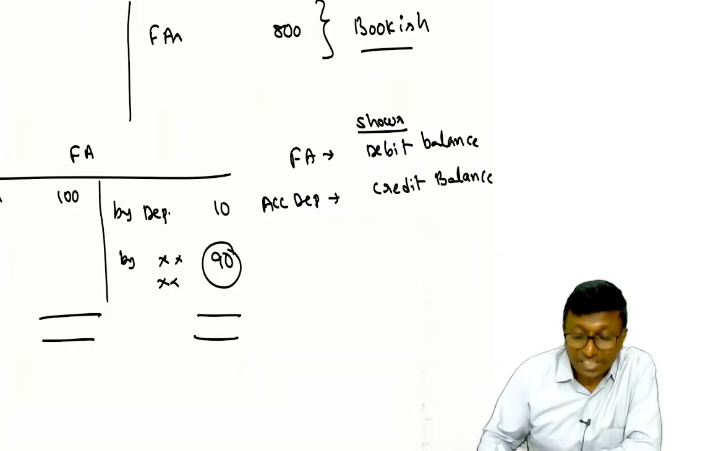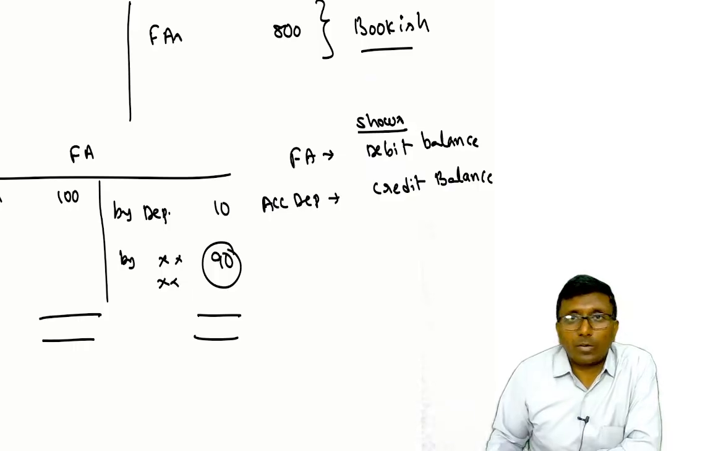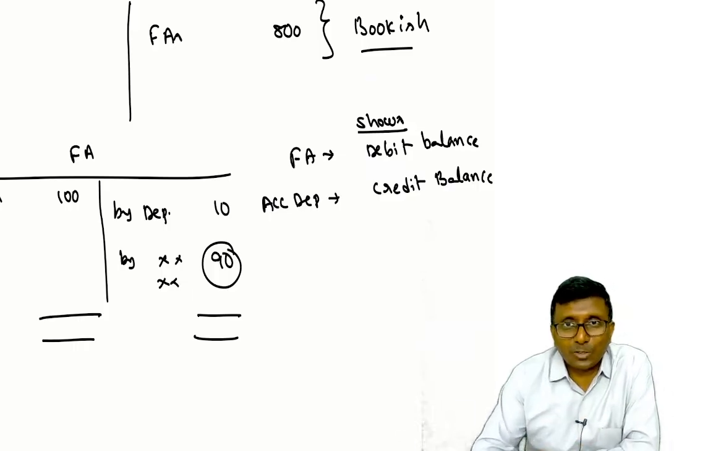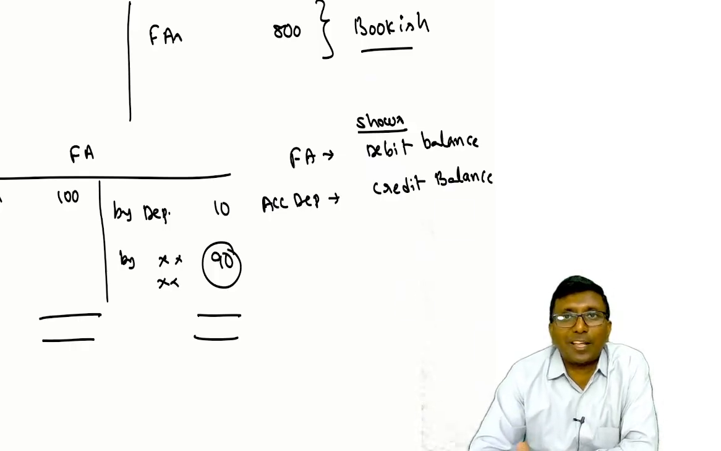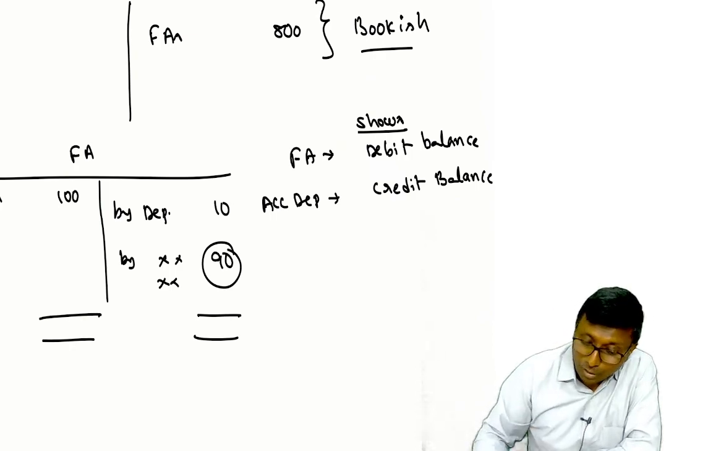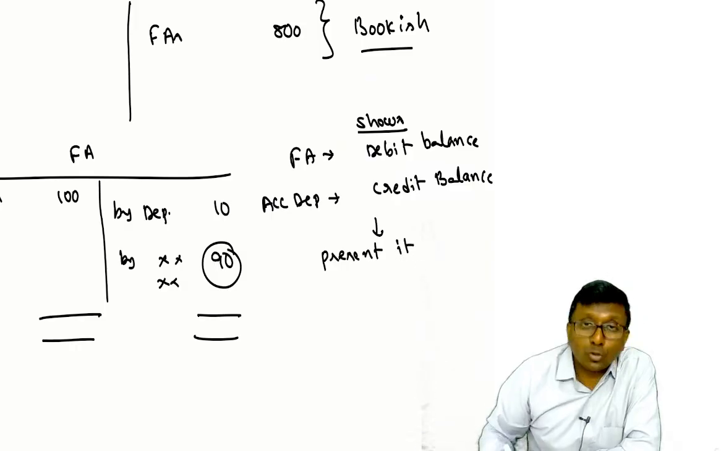Credit balance. Sir, credit balance means liability, no? No, it is not liability. Okay. Fixed asset value comes down, does it mean you will go and pay someone for the fixed asset? No, we are not liable to anybody. Our asset value has come down. Correct? So how do you present it in the balance sheet? You write it.